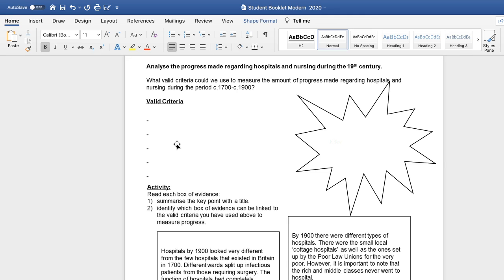Okay, so that's what I mean by valid criteria. Thinking about what that looks like. So in the same way, what does good hospitals and good nursing look like?